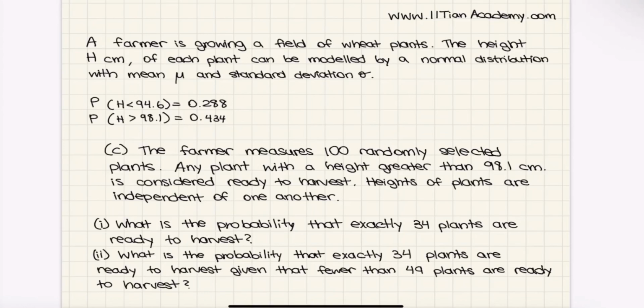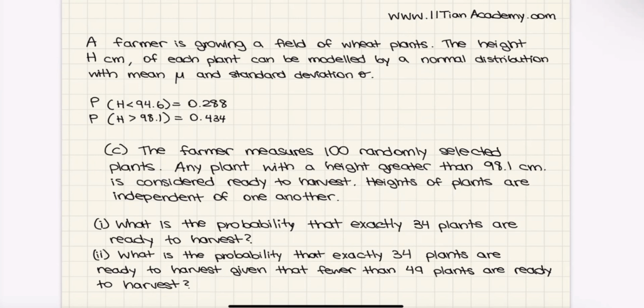A farmer is growing a field of wheat plants. The height, h centimeters, of each plant can be modeled by a normal distribution with mean mu and standard deviation sigma. We also know that the probability of the height of any given plant being less than 94.6 is 0.288. We also know that the probability of the height of any given plant being 98.1 or greater is 0.434.